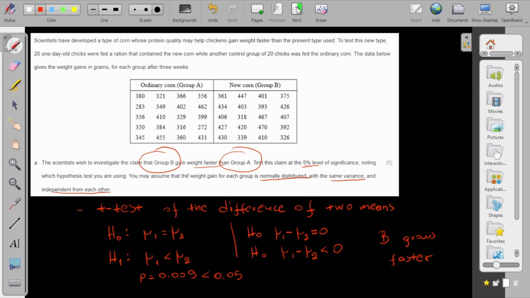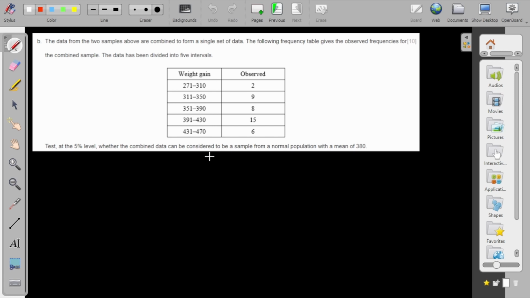Now I'll go to the second question of the problem, where it says the data from the two samples above are combined into a single set of data. The following frequency table gives the observed frequencies for the combined sample. The data has been divided into 5 intervals. You see the intervals here. Test at 5% significance level whether the combined data can be considered to be a sample from a normal population with a mean of 380.